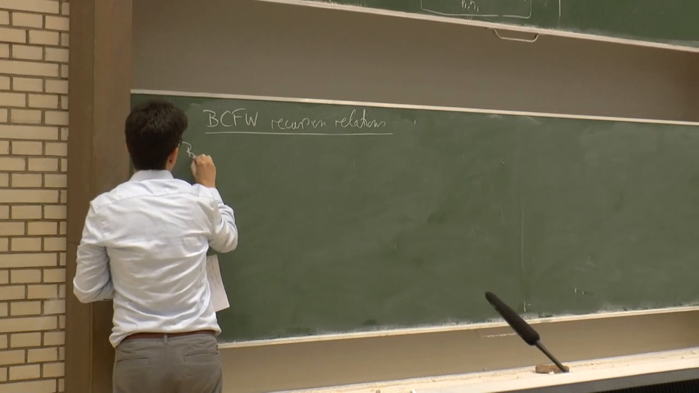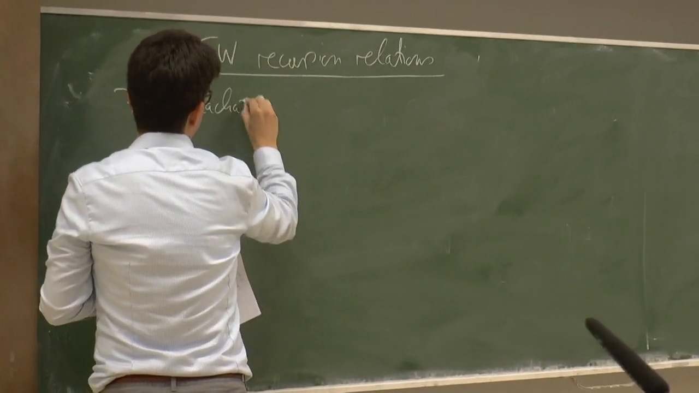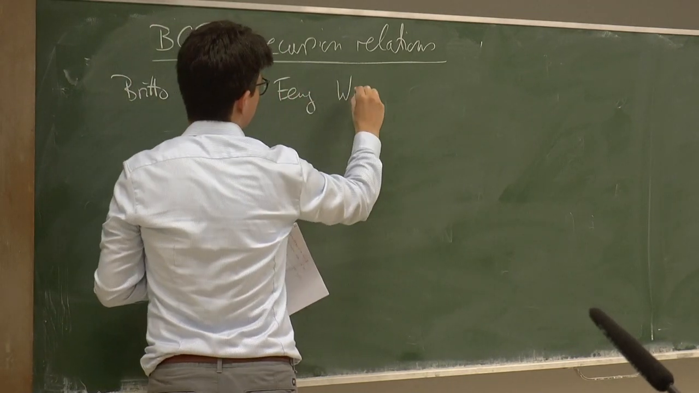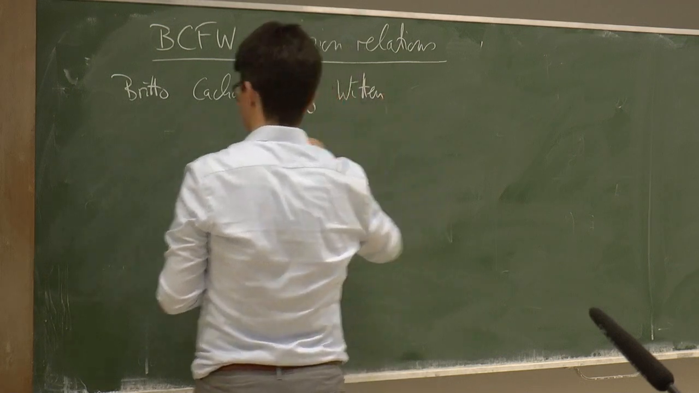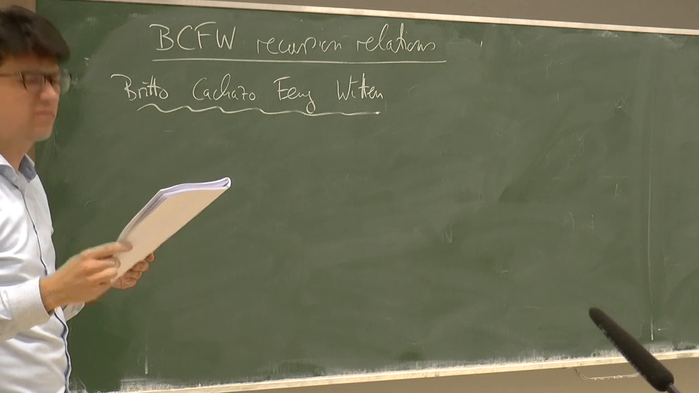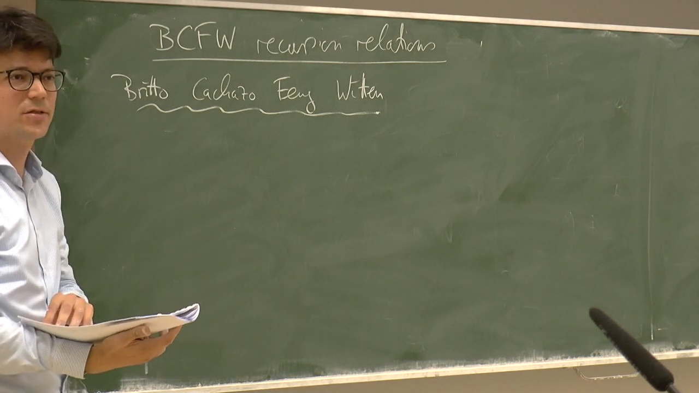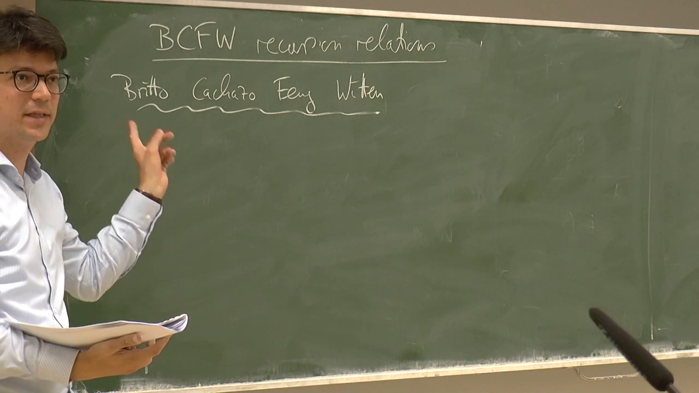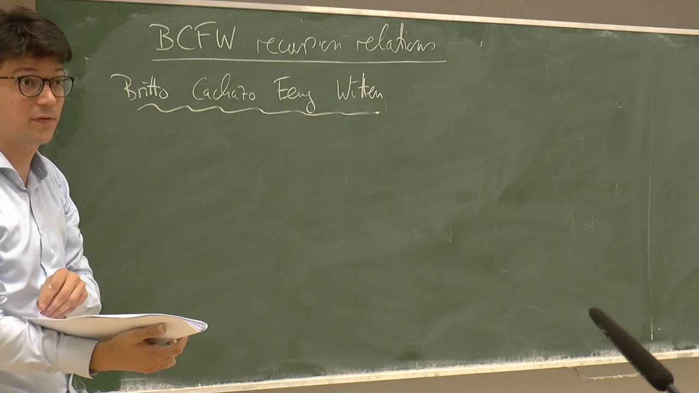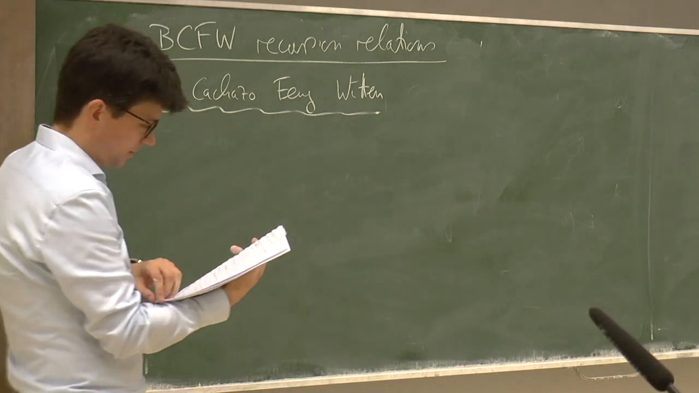This is Ruth Britto, Freddy Cachazo, Bo Feng, and Edward Witten. And I think this is 2004, 2005, something like this. So the Parke-Taylor formula was 86. Now we're fast forwarding in time, but I think this is, among other things, one of the nicest ways of proving that formula.